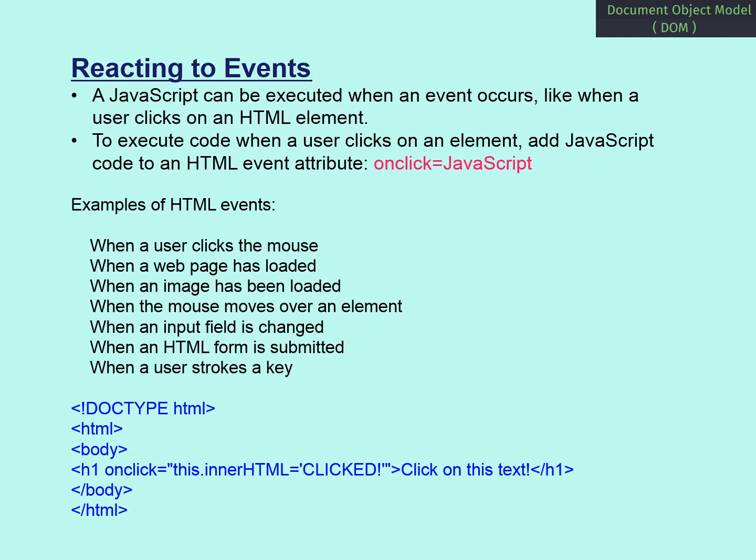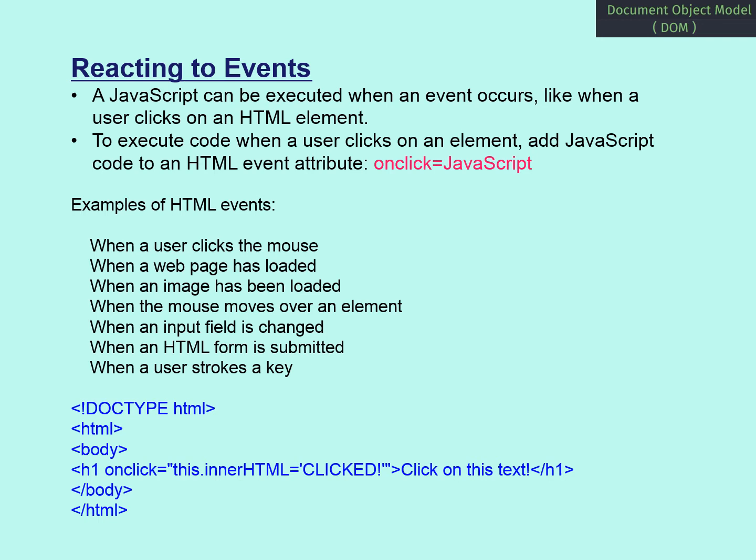The next is reacting to events. JavaScript can be executed when an event occurs, like when a user clicks on an HTML element. So whenever a user clicks on the corresponding HTML element, an event occurs. At that time, the JavaScript code will be executed.